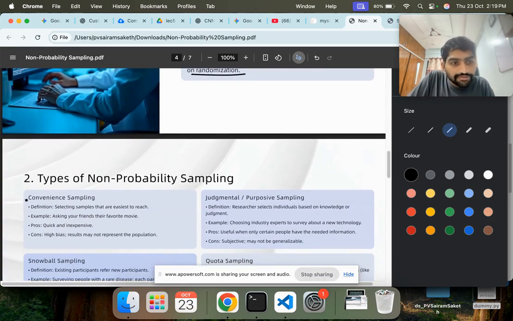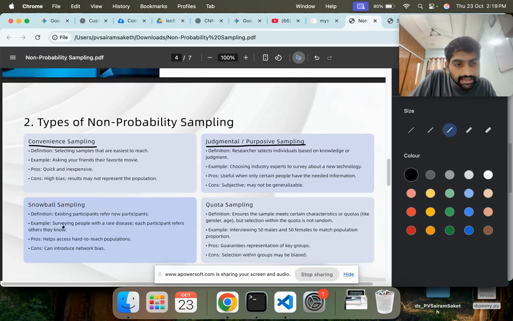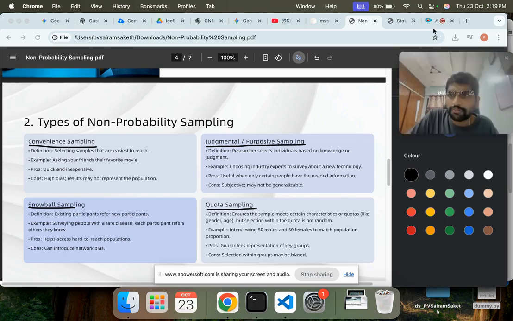So there are types of non-probabilistic sampling: convenience sampling, judgmental sampling, snowball sampling, and quota sampling. These are the four types. Very simple. I will explain this concept in two minutes.